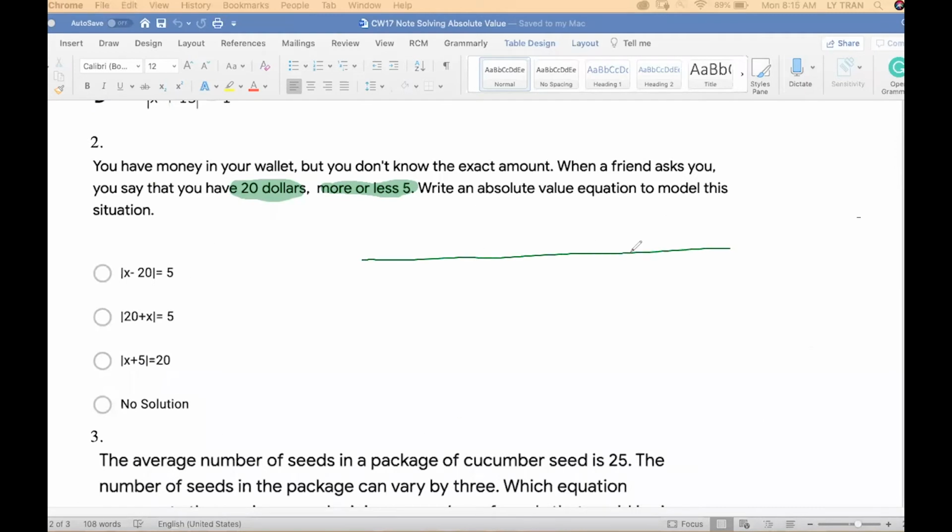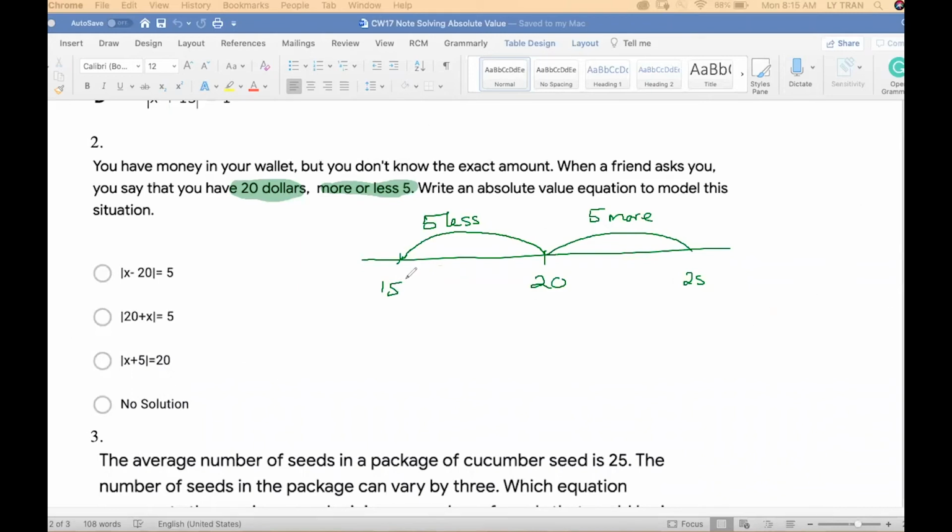Again, on a number line, we are going 5 more or less. So I'm going to go 5 units more. So what's going to be the number? It's going to be 5 units more, or $5 more. That's going to give me 25. And I could have $5 less. I don't know exactly how much money I have, but I would just like to approximate. So that's going to be 5 less. That's the distance, right? The distance is never negative. So here we go, that's going to be $15.